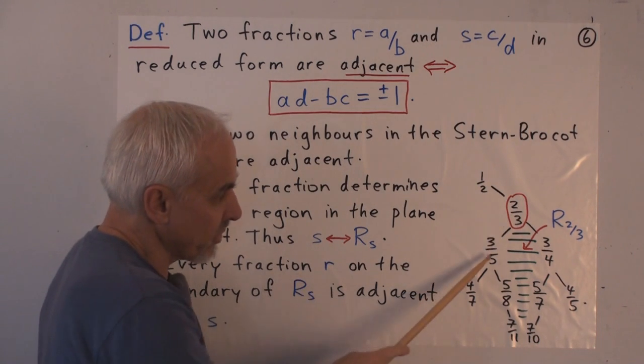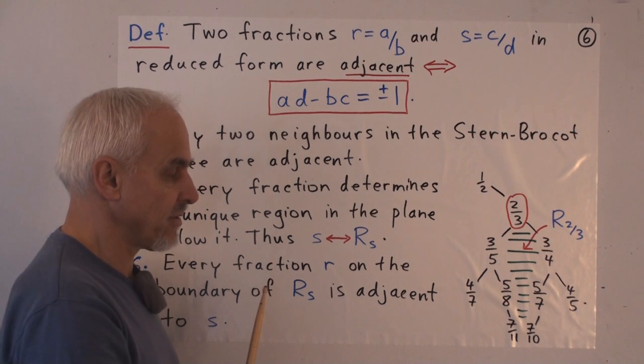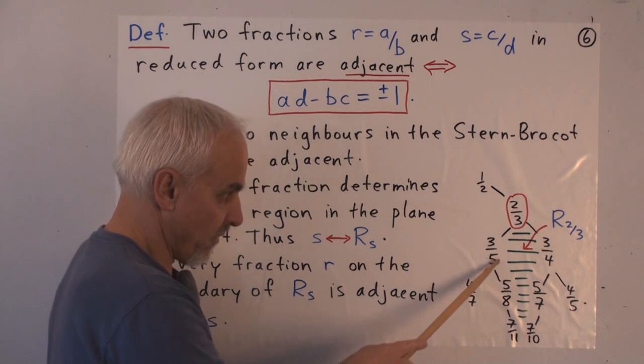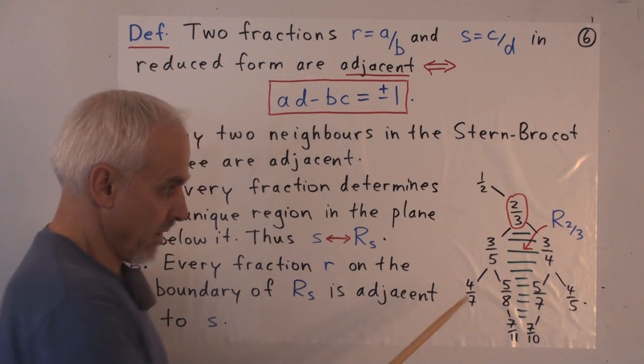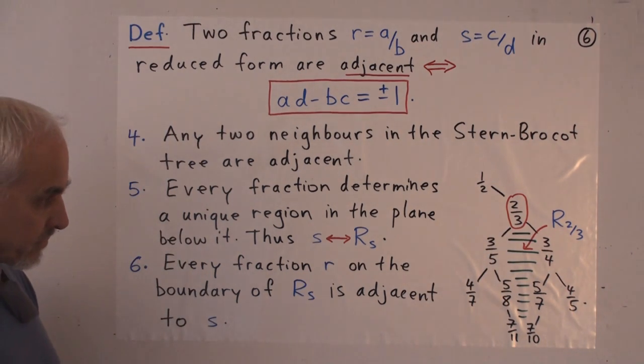And the children of 2/3 are 3/5 and 3/4, and they are also both adjacent to 2/3. Because 2 times 5 minus 3 times 3 is 1, and then 2 times 4 minus 3 times 3 is minus 1.